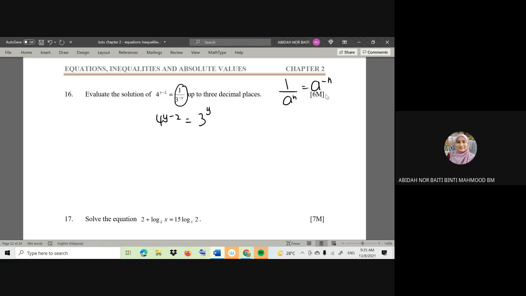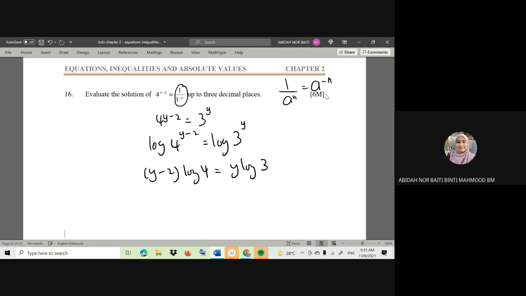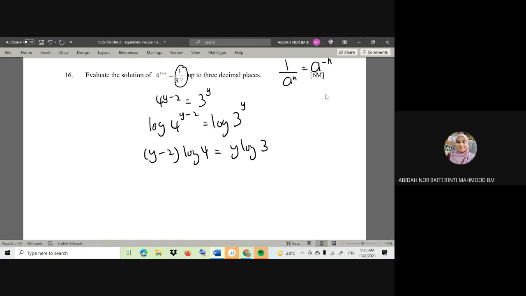Then how to find y? We log both sides. Y minus 2 equal log 3 power y. Then we apply law number 3. Y log 3. So remember, we want y. So you have to expand first. So y log 4 minus 2 log 4 equal y log 3.